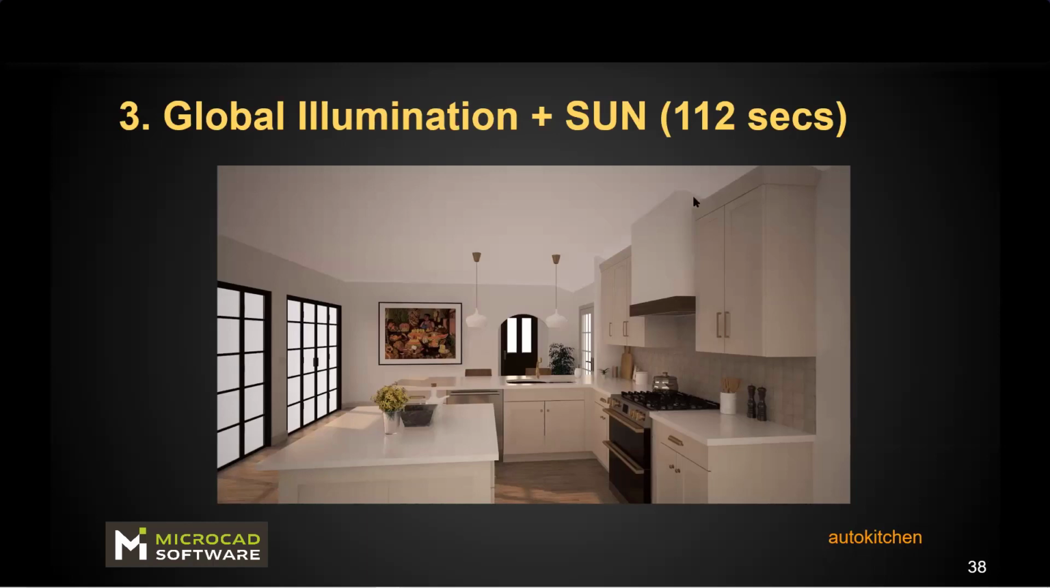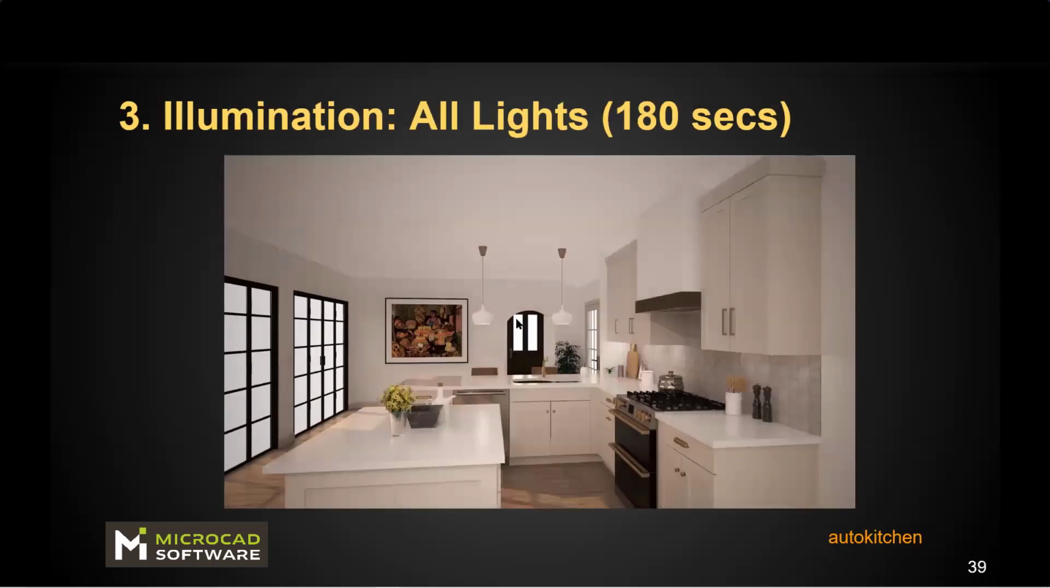From here, we go to a full design with all the lights. I think this design has either 6 or 7 lights. It looks better, right? I can see the luminosity under the pendant lights a little bit. I can see the under cabinetry lighting a little bit. Of course, I see the sun, but it took 3 times as long.